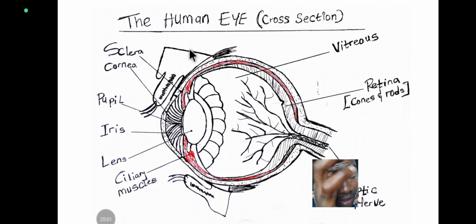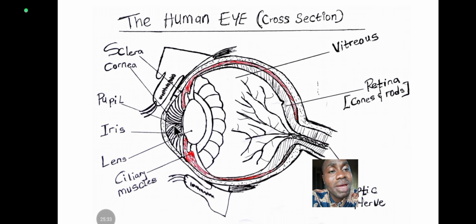This is the diagram of the human eye, a cross-section of the human eye. We already discussed what cross-section is, so you already understand. We have to label it together. This thing we have here is called the lens. This lens contracts and relaxes, or thickens and thins, depending on the amount of light that is entering the eye.